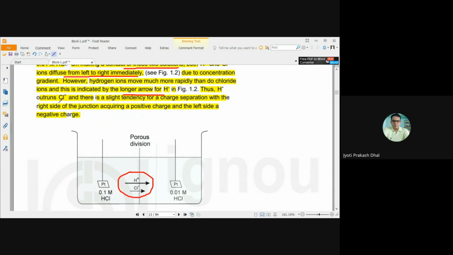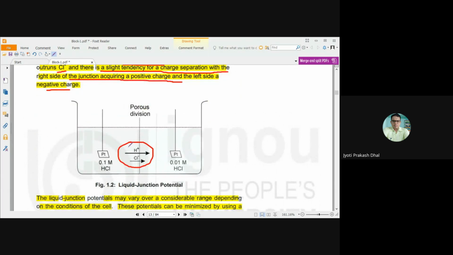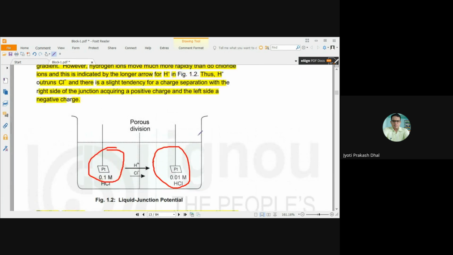Thus, the H plus outruns the Cl minus ions, and there is a slight tendency for a charge separation, with the right side of the junction acquiring a positive charge and the left side acquiring a negative charge. As the rate of diffusion of the H plus ion from left to right is greater than the rate of diffusion of the Cl minus ion from left to right, the left hand side will become comparatively more negatively charged, while the right hand side will become comparatively more positively charged, and a slight separation of charge will be developed.